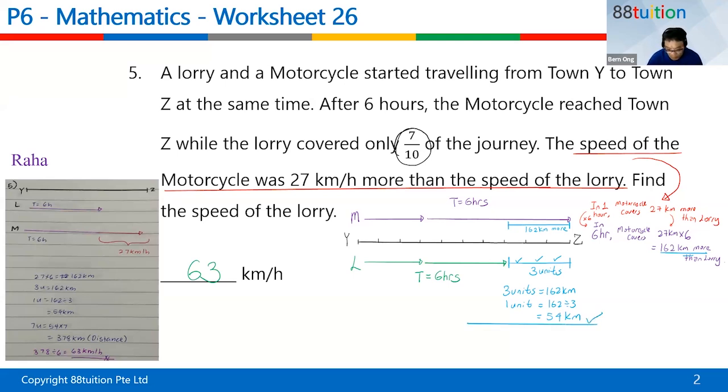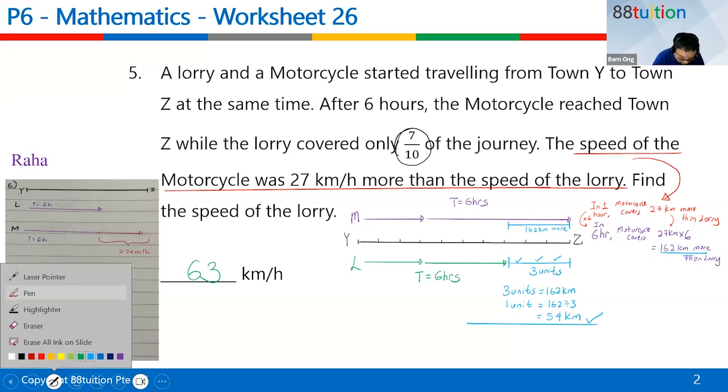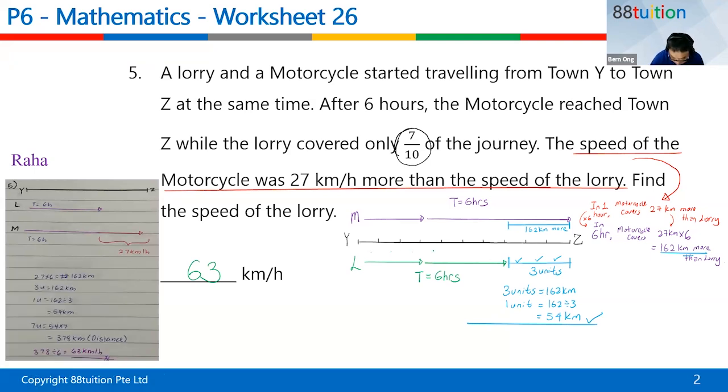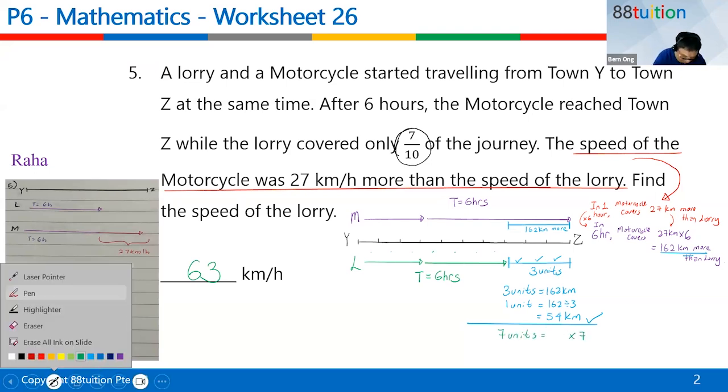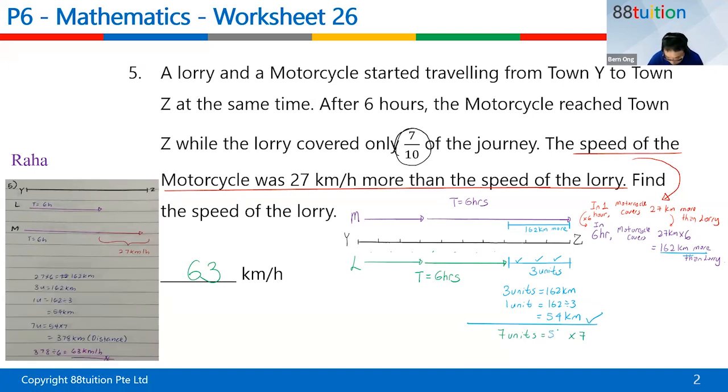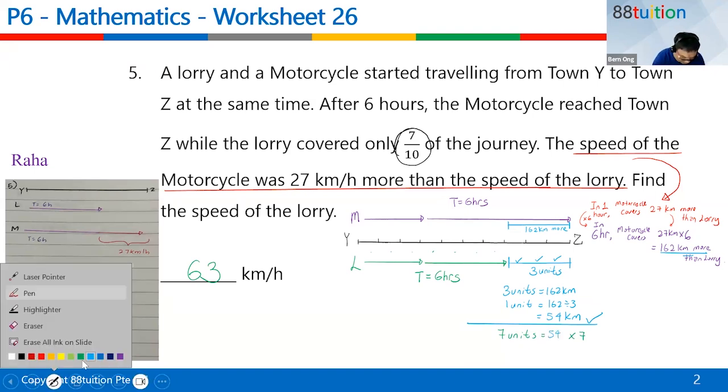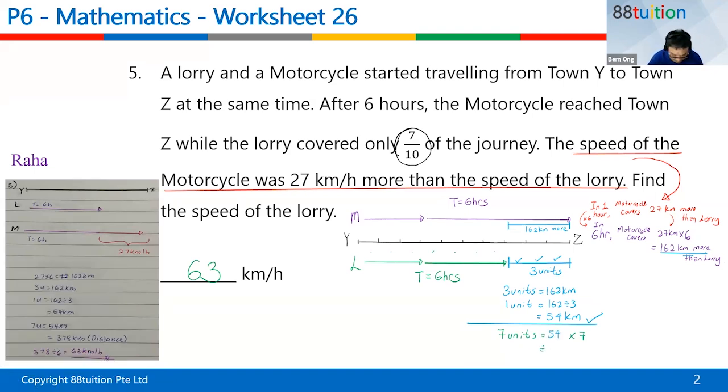All right, let's go and look for the lorry. The lorry covers how far the distance? 1, 2, 3, 4, 5, 6, 7. Let's go and find 7 units. The lorry covers 7 units, means times 7. 1 unit is 54. 7 units is 54 times 7. Answer will give you a 378 km. 378 km by the lorry.